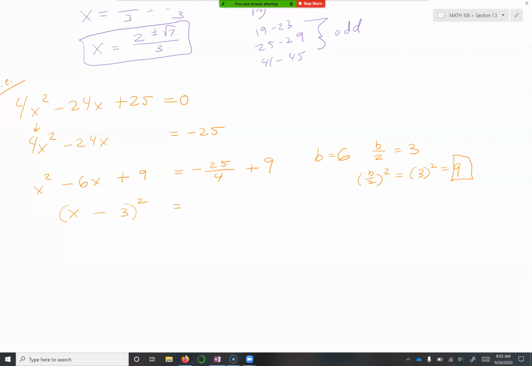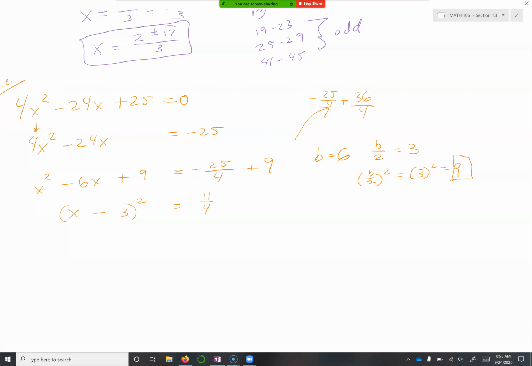And you might have to do some fraction addition over here. So how many fourths are in 9? I'll just put that over here. Isn't that 36 fourths? 36 divided by 4 is 9. So it's like we're doing negative 25 fourths plus 36 fourths, which gives us a positive 11 fourths. So you're going to have to do a little fraction math in some of these.